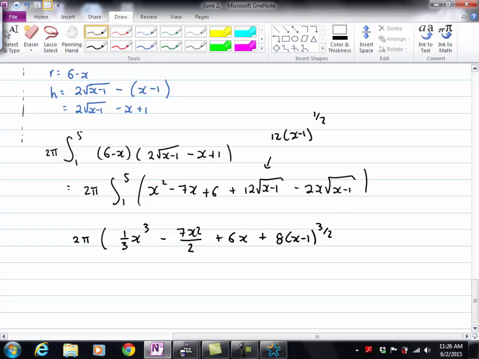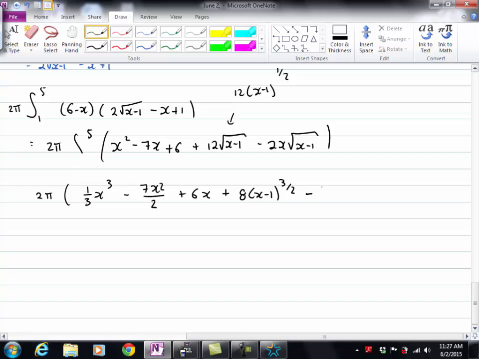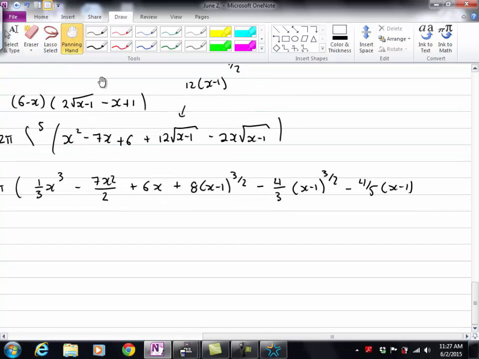This now becomes minus 4, give me 1 second, 3rd times x minus 1 to the 3 over 2, minus 4/5 times x minus 1 to the 5 over 2. I'll explain more to you where this came from after lunch, so don't worry. Would it be minus 4 over 3 times x minus 1? Give me 1 second. 1/5.